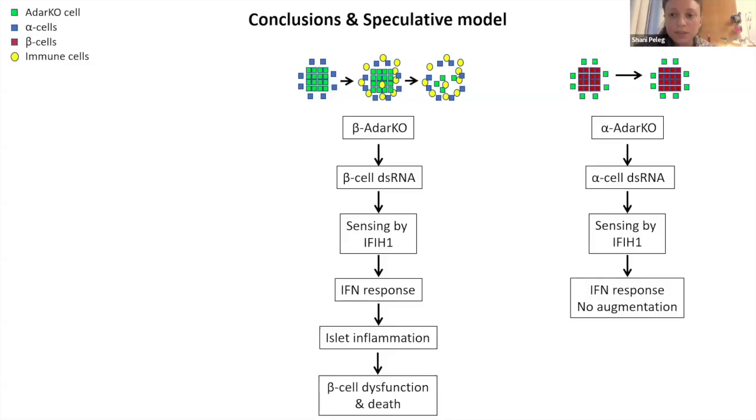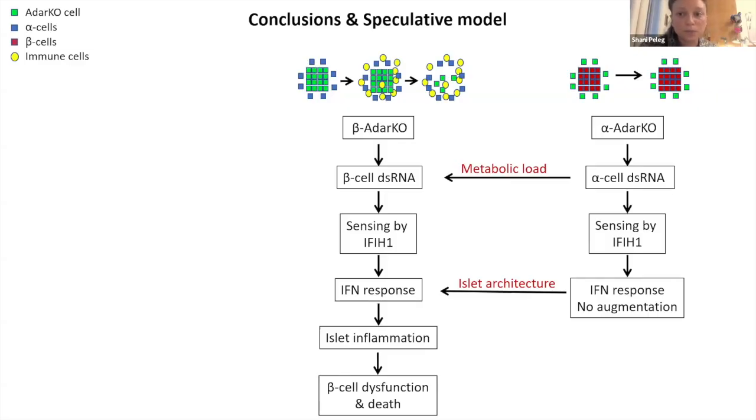response. We think that maybe these differences between the models lie, first of all, in differences in the metabolic load of the cell, whereby if we increase the metabolic activity of alpha cells, it may lead to transcription of more immunogenic double-stranded RNA. And our second hypothesis is that these differences stem from islet architecture, which limits mutant alpha cells from communicating and augmenting the interferon response.